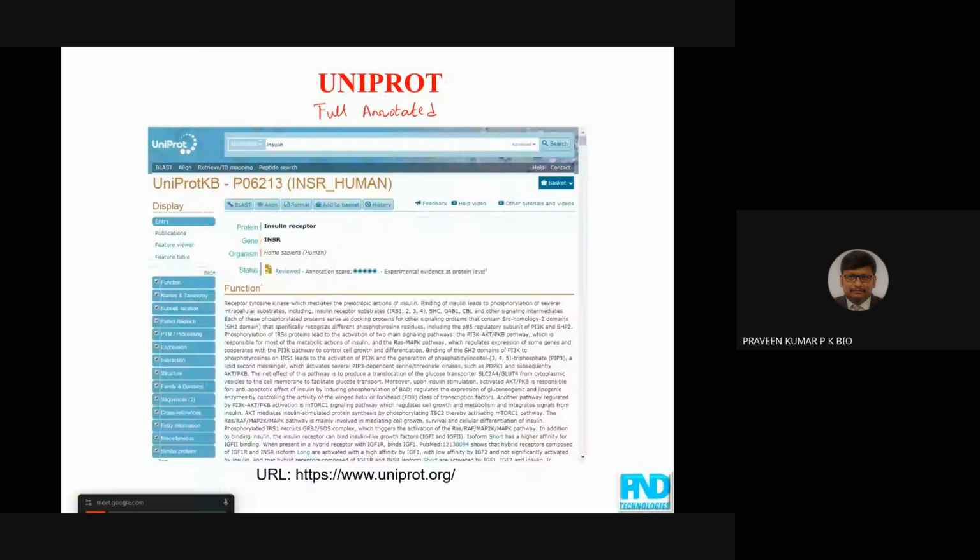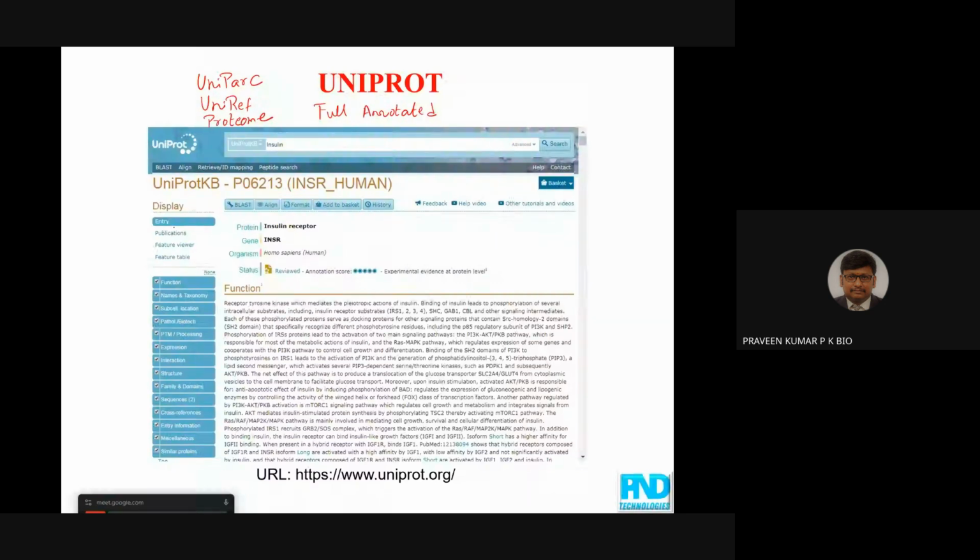UniProt is hosted by the UK, like how NCBI is taken care of by NIH USA, and UniProt is maintained by the UK government. In UniProt we have several databases like the UniProt Knowledgebase and UniParc, that is the UniProt Archive, and UniRef, the UniProt Reference clusters, and we also have Proteomes. When I take you to the website, we can go through these databases in UniProt.